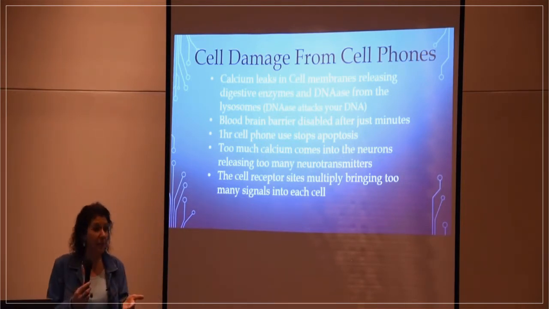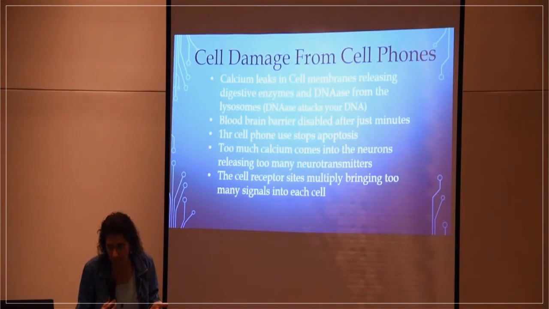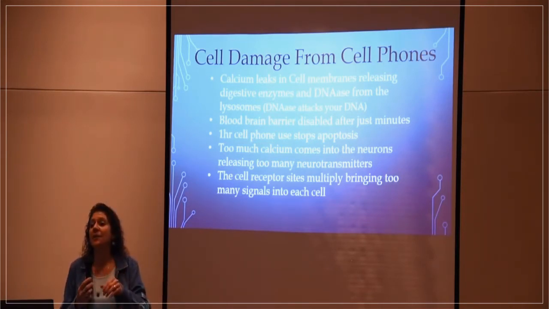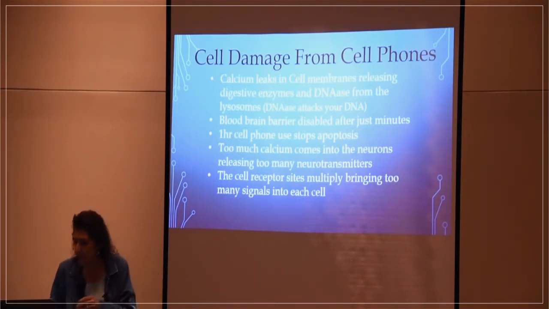Another thing, the blood-brain barrier is disabled after just minutes. Now, you adults have pretty strong blood-brain barriers. Your children up to the age of 12 do not, and your babies don't even have a blood-brain barrier. You don't put a cell phone near a baby. That's why in many countries you have to be 16 to 18 before you even have a cell phone, because they're that dangerous to blood-brain barriers.